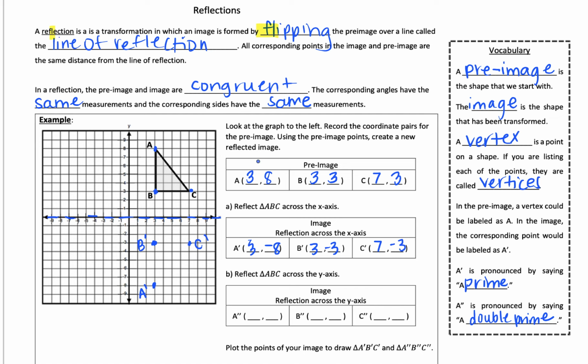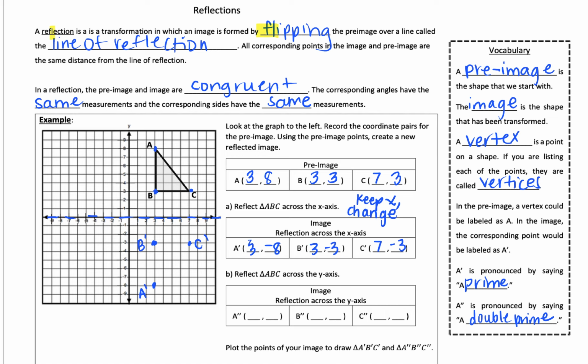So what you might notice is these coordinates look really similar to the pre-image. The only thing that's different is that we have the opposite y value here. So when you're reflecting across the x-axis, you keep x the same, but you change your y into its opposite value. So since all of our y's here were positive, they turned into negatives.